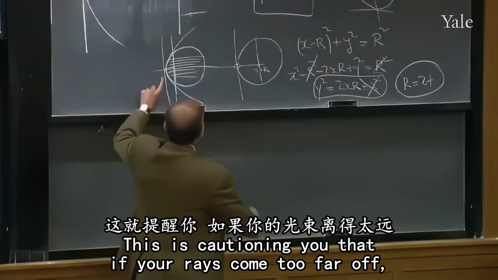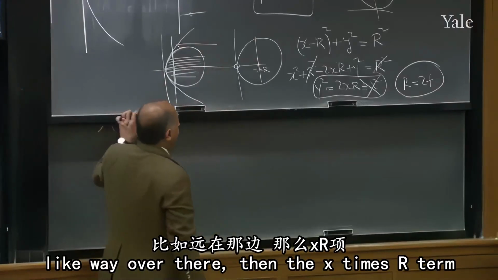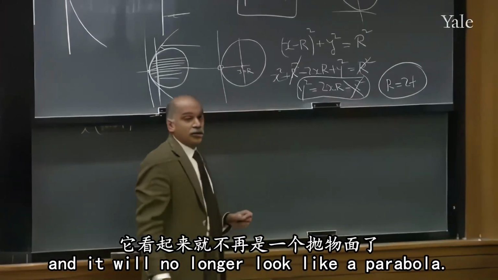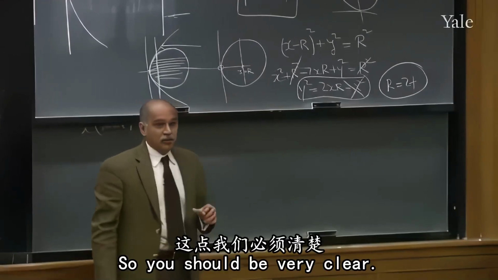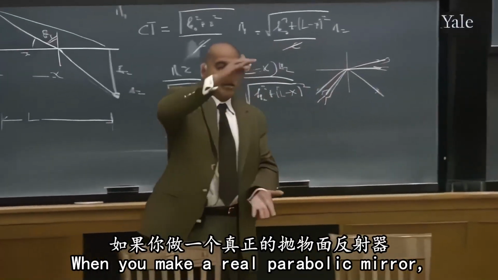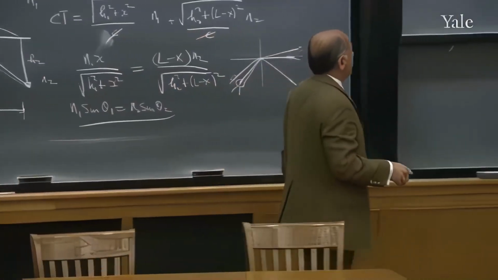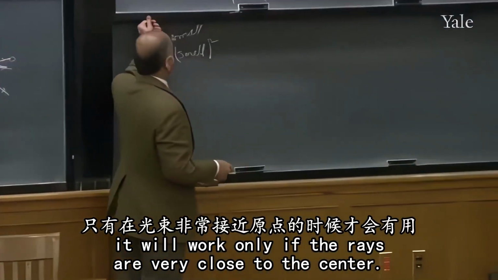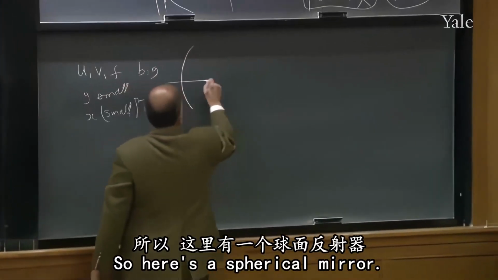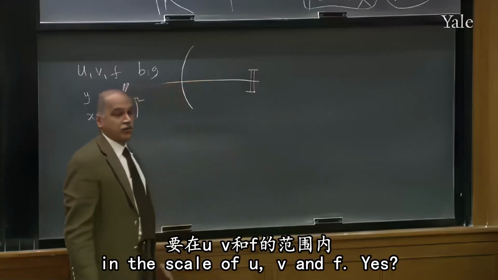So this is cautioning you that if your rays come too far off, like way over there, then the x times r term will become comparable to the x squared term, and it will no longer look like a parabola. So you should be very clear. When you make a real parabolic mirror, it will focus rays no matter how far they are from the origin. If you take a spherical approximation to it, it will work only if the rays are very close to the center. So here's a spherical mirror. You cannot have the rays going too far from here in the scale of u, v, and f.